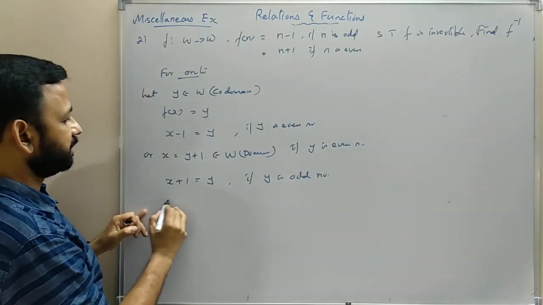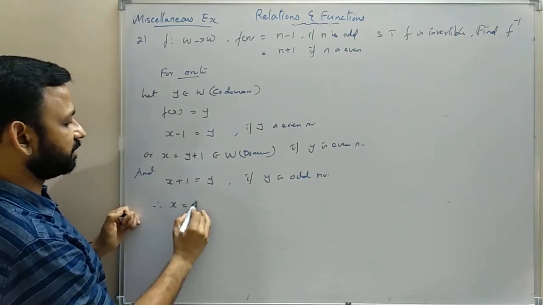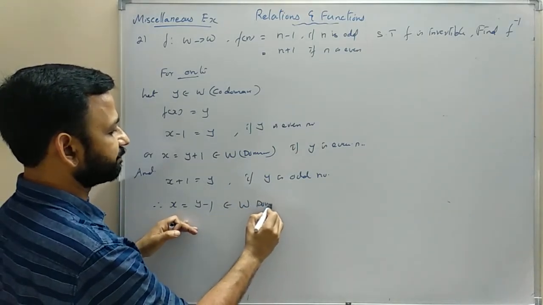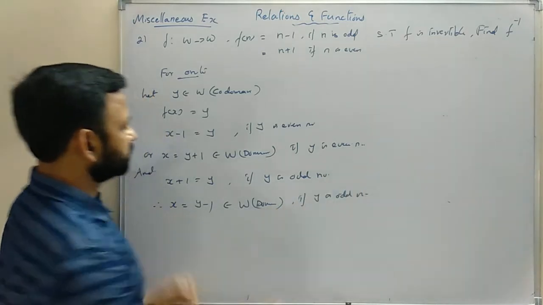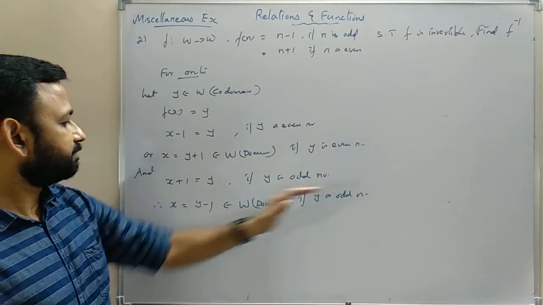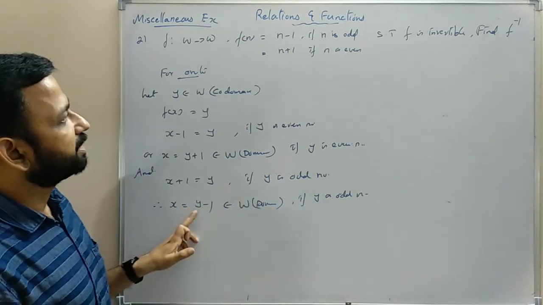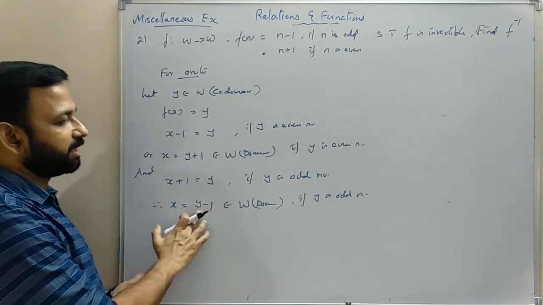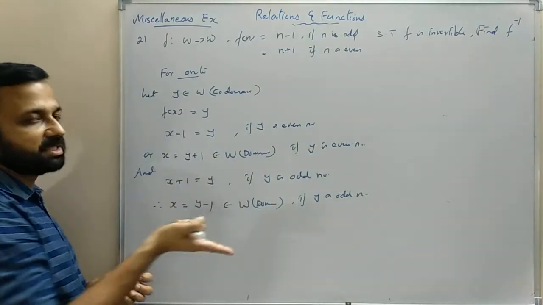X plus 1 is equal to y. Therefore x is equal to y minus 1, which belongs to W, that is the domain, if y is an odd number. So here, if y is an odd number, then y minus 1 is the pre-image of y. And if y is an even number, then y plus 1 is the pre-image of y.